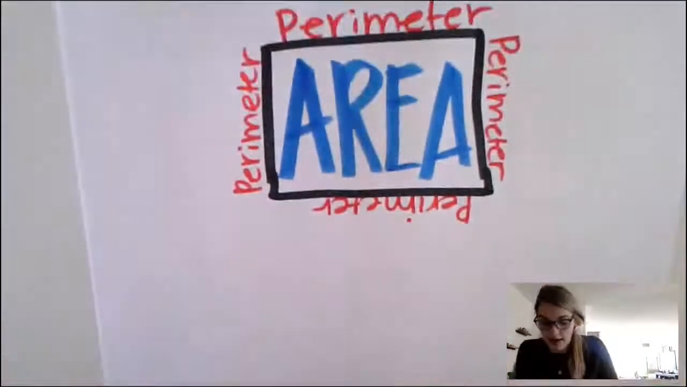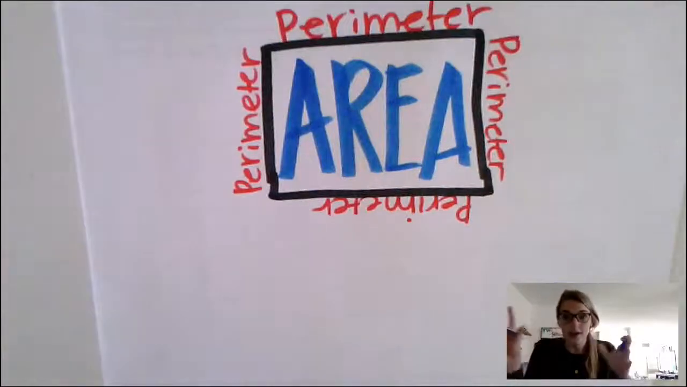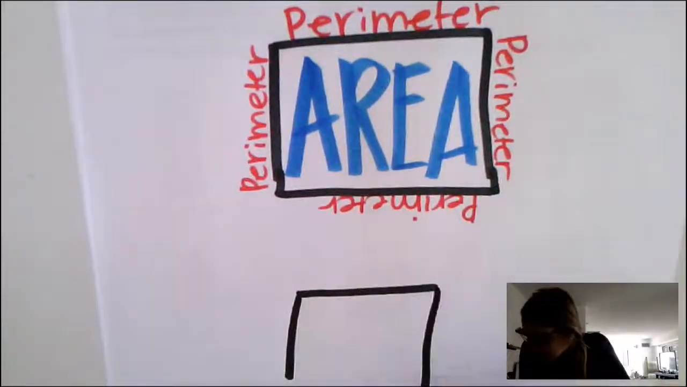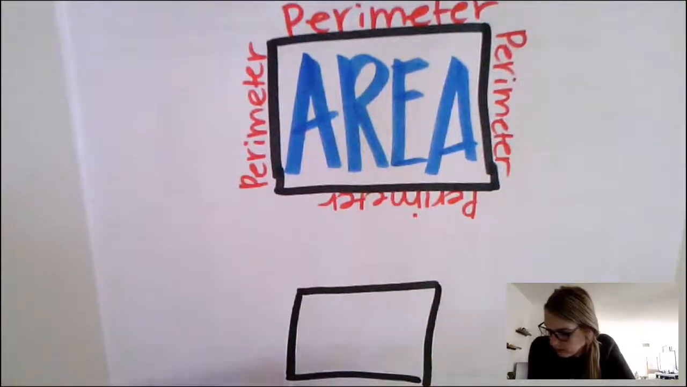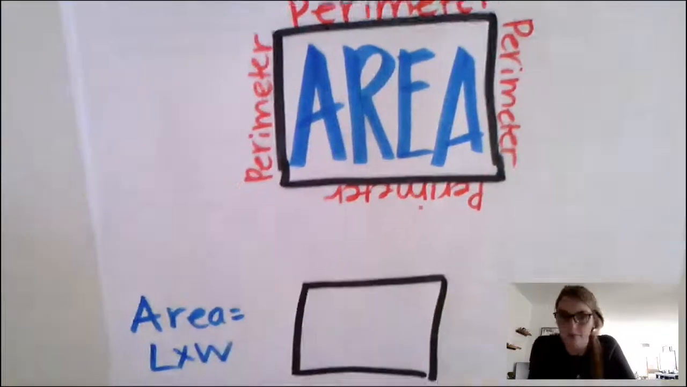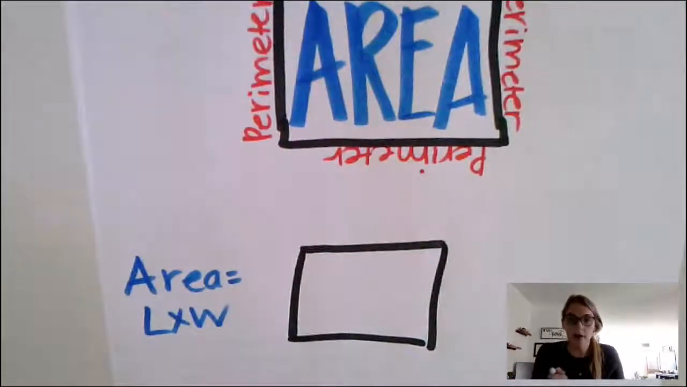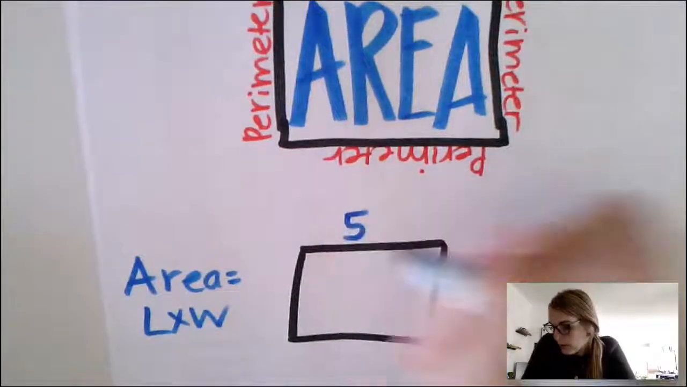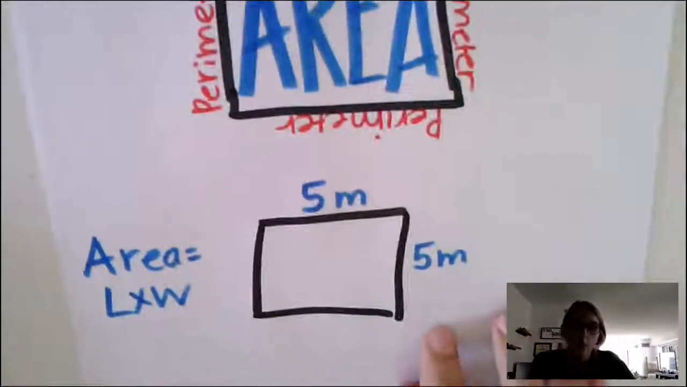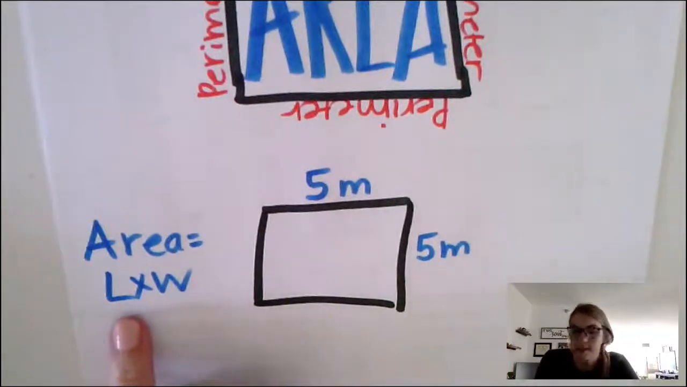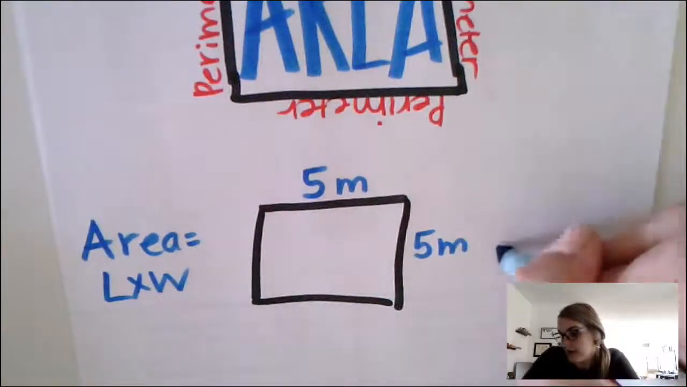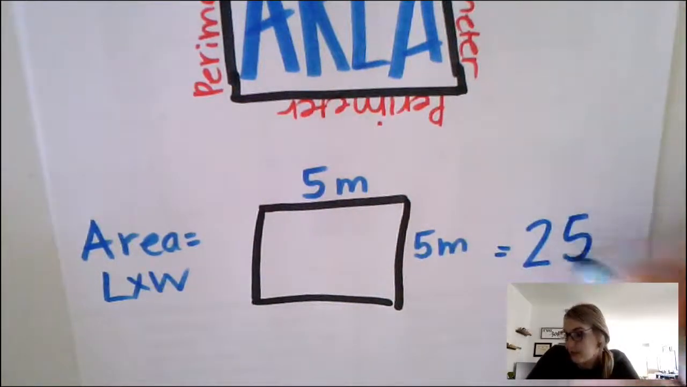So like we just said, area is the surface area, the area inside. When you get a shape and it asks you to solve the area, we are going to use the formula length times width. You guys know that just means multiplying your sides together. So if we have 5 meters and 5 meters, we multiply those together. The area is the length times the width. 5 times 5 is 25.